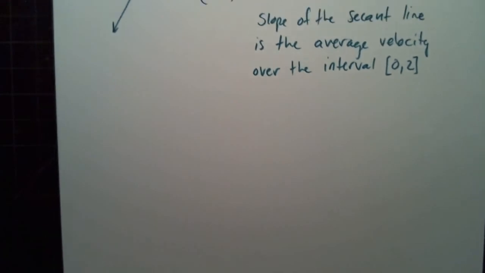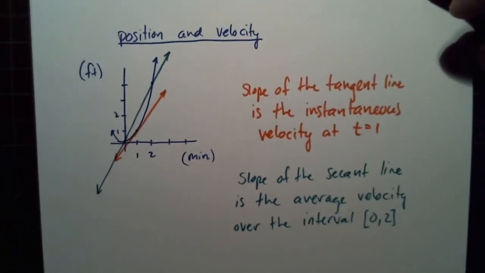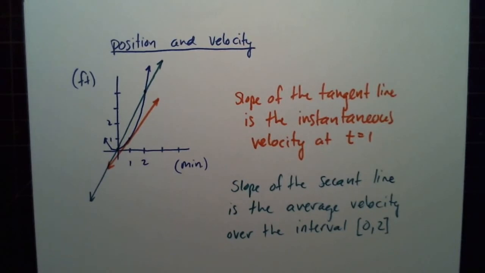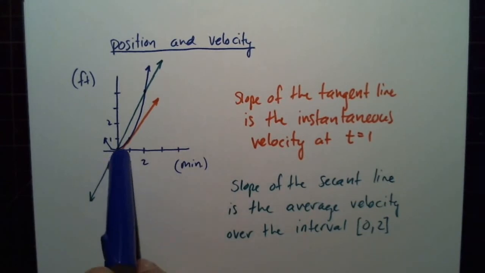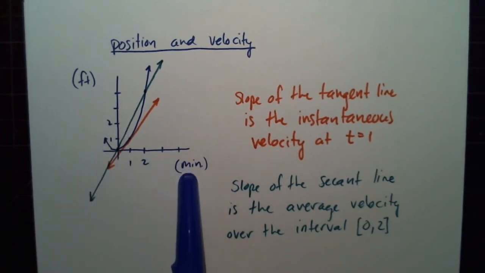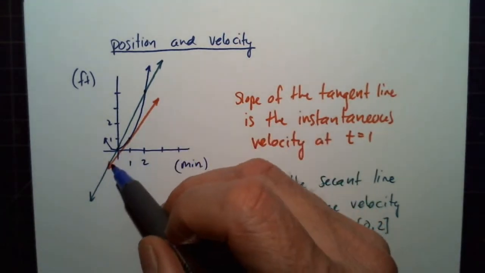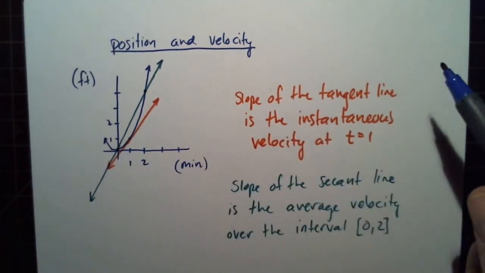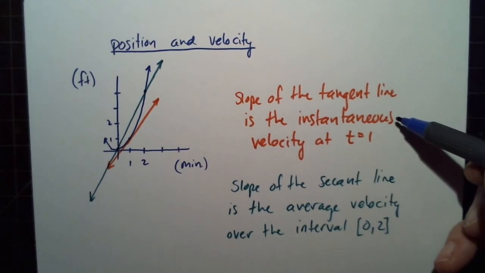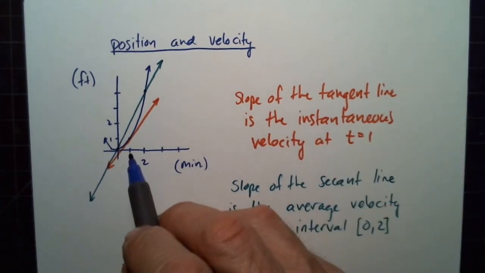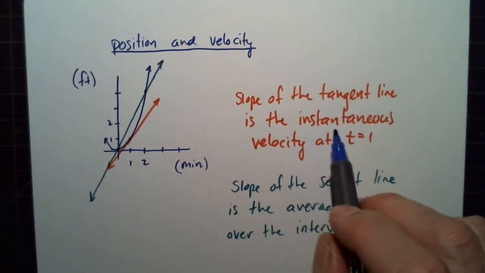Also, we want to review what a tangent line can tell us about position and velocity. So the blue line could be a position function, and y values are in feet and x values are in minutes, so we have time and distance. If we have the slope of the red line, and the red line is a tangent line, the slope of that tangent line is also called the instantaneous velocity at t equals 1. So that's the velocity at an instant.